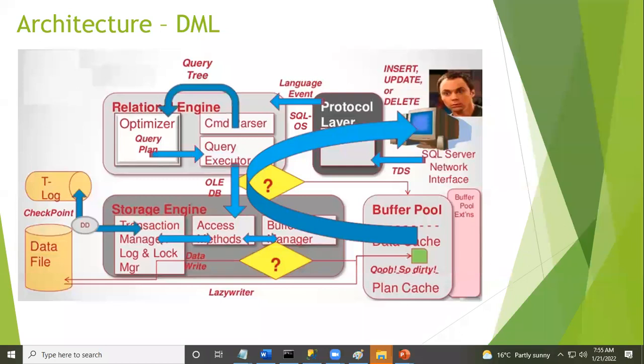Checkpoint writes into the transaction log whenever a checkpoint happens. There are different types of checkpoints. If you are not aware, just read through Books Online. We have automatic checkpoint, manual checkpoint, and indirect checkpoint. Auto checkpoint is every 60 seconds. Automatic checkpoint is based on the recovery interval.